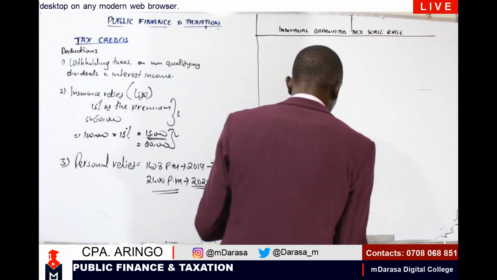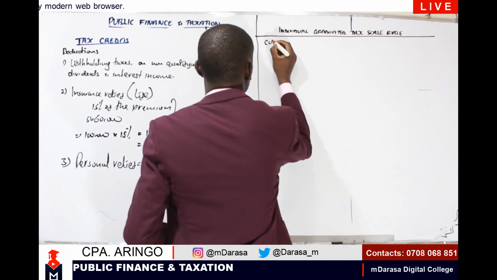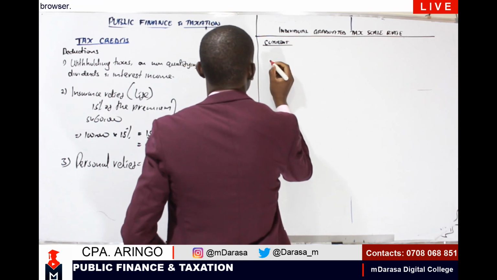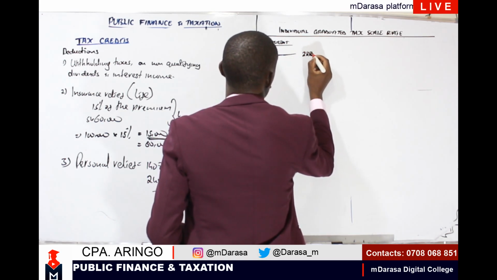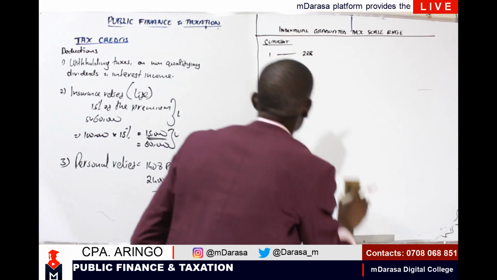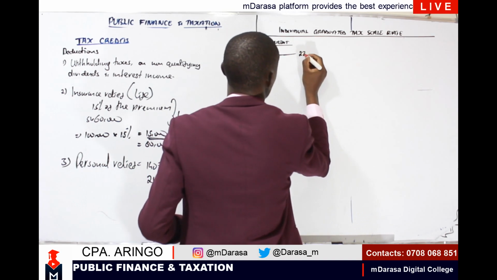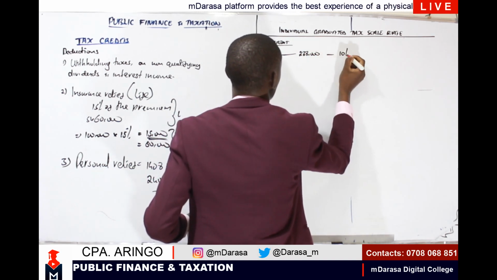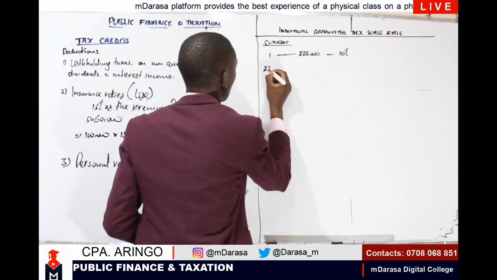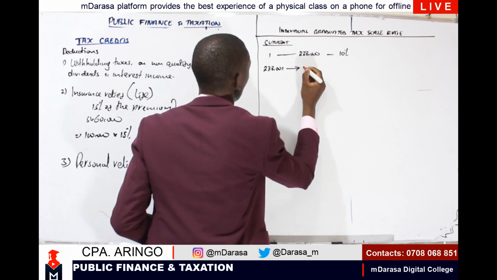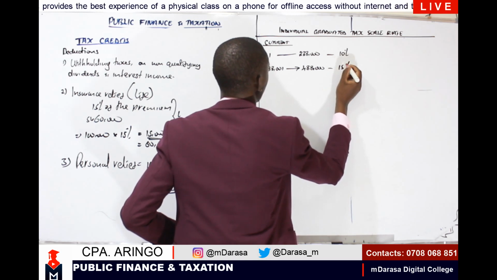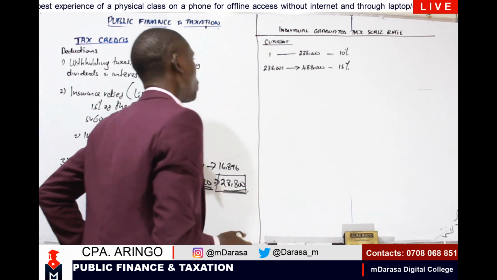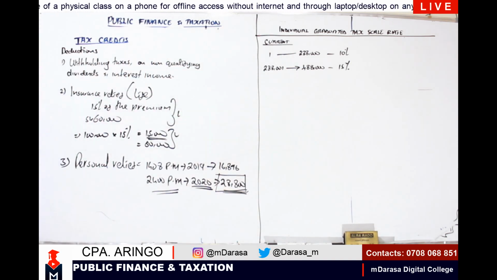In that case, we normally look at this bracket. This is our current bracket. The first 288,000 is at the rate of 10%. 288,001 to 488,000 is at the rate of 15%. Then of course 488,000 and above.